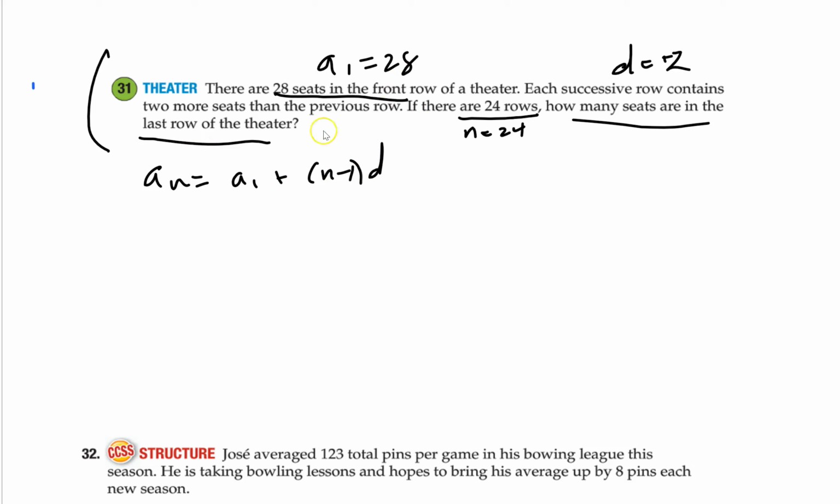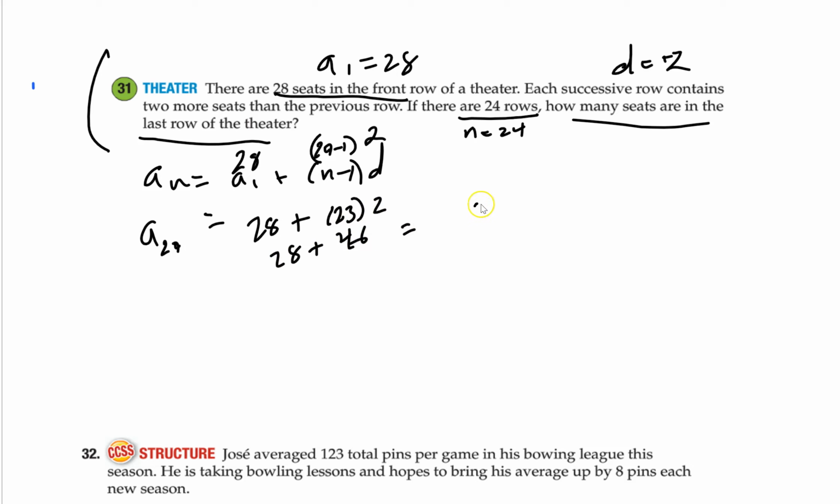And you already need. A1 is 28. Common difference is positive 2. N is 24. There's 24 rows. Plug it all in. And you get the number of seats in the 24th row are 28 plus 23 times 2. So that's 46 plus 28. So 74. There's 74 seats in the last row.